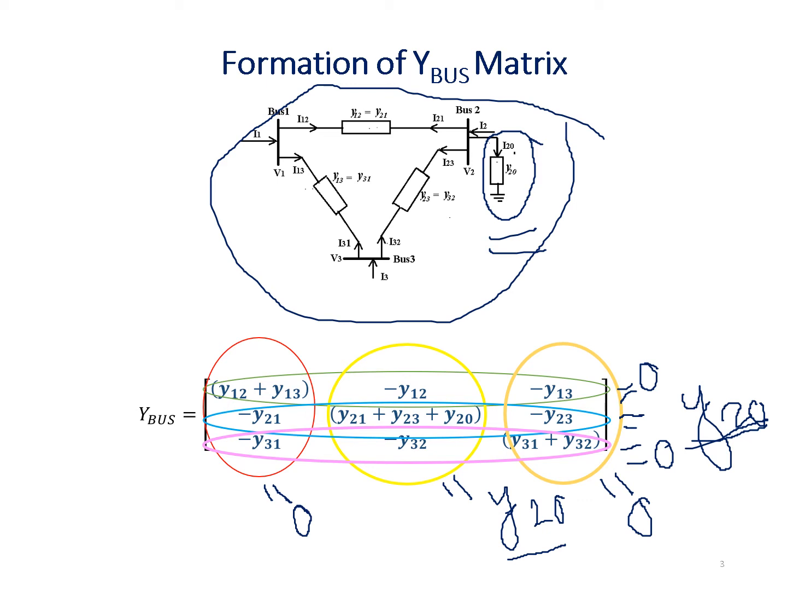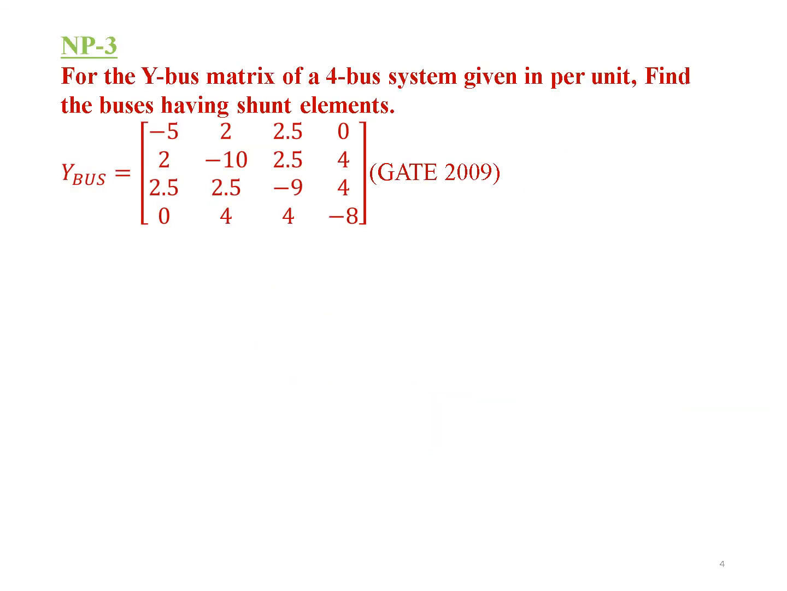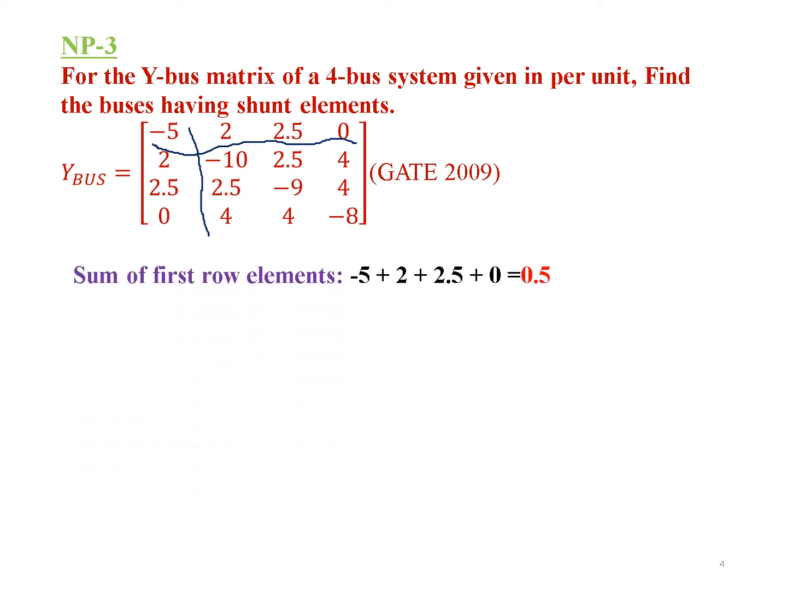Okay. Now we will apply this knowledge for the solution of this problem. So this is a 4-bus system, and the Y-bus is a 4 by 4 matrix. Now either you have to find the sum of the elements row wise or column wise. In this problem we will find the row wise sum of the elements. So the sum of the first row elements -5, 2, 2.5 is a non-zero value, that is equal to 0.5.